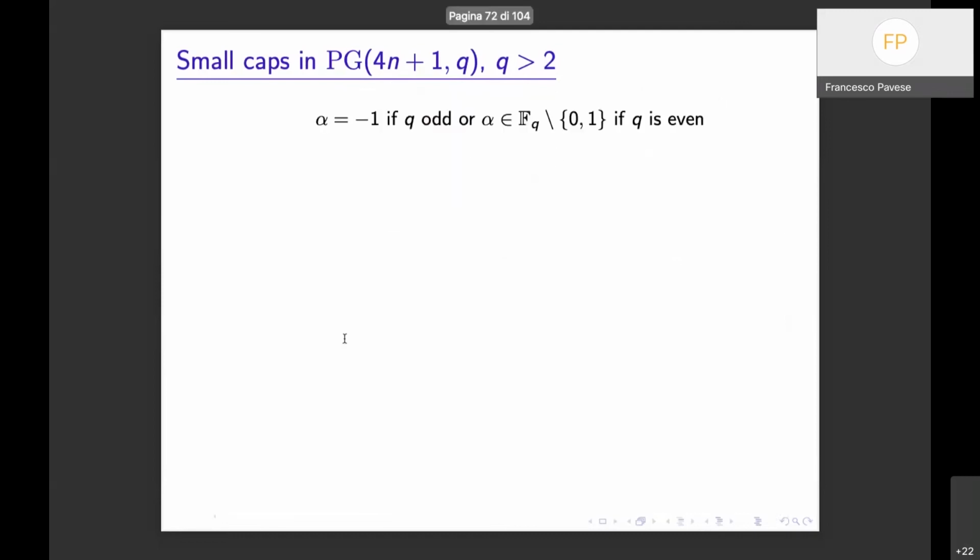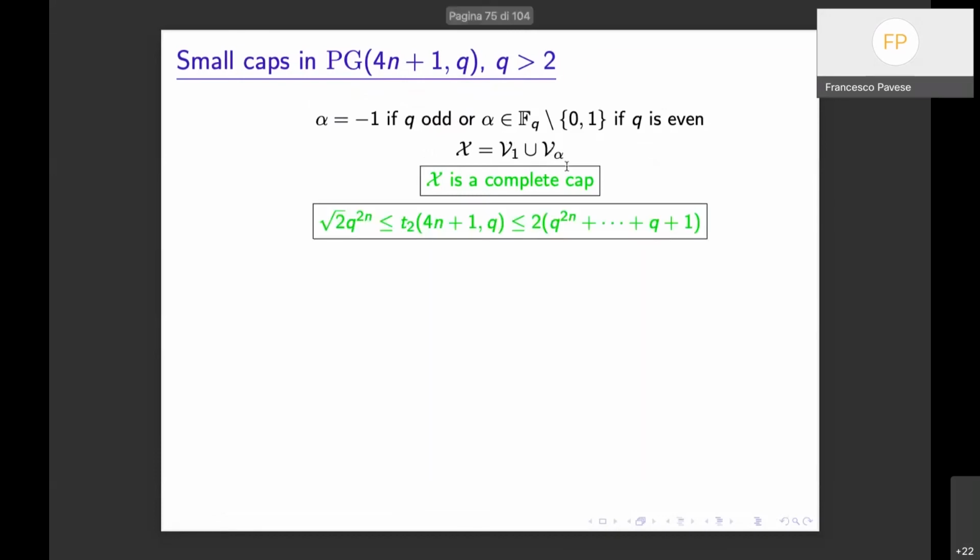And actually, the complete cap arises by selecting in a suitable way two of the point sets V omega, let's say V1 and V alpha. So the size of the complete cap is very close to the trivial lower bound.